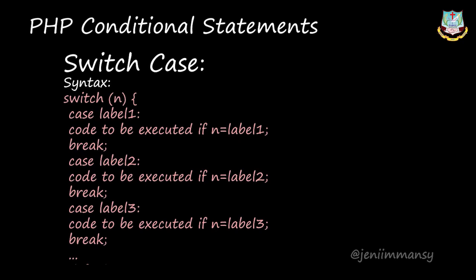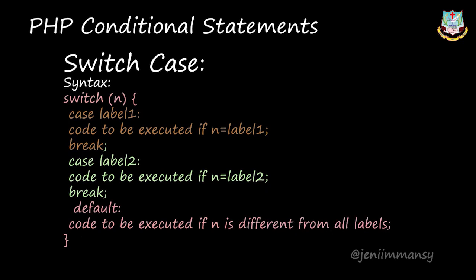See, switch of n. First you have to give switch of n, and then the first case, and then the code or statement to be executed. As soon as one case is completed, you have to give break, and then the next case 2, then the next line to be executed, and then break, and the next case. You can give as many as you need. There is no limit in the switch case, right? And at last you have to give default.